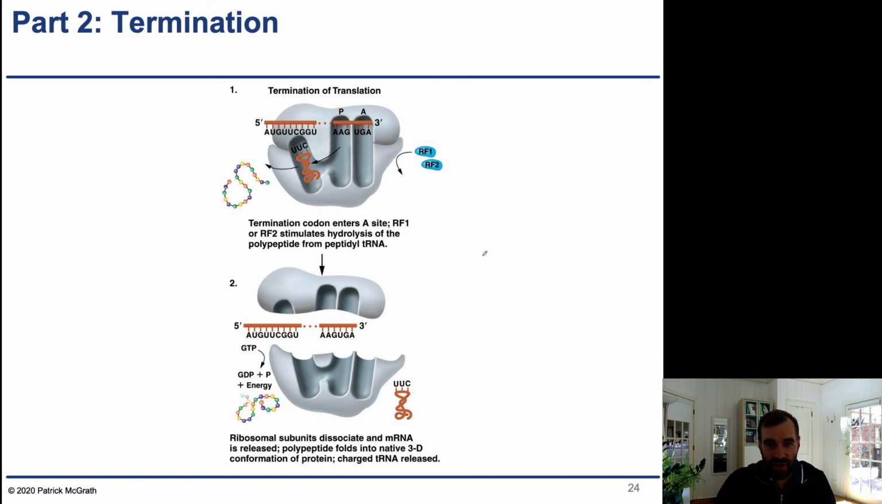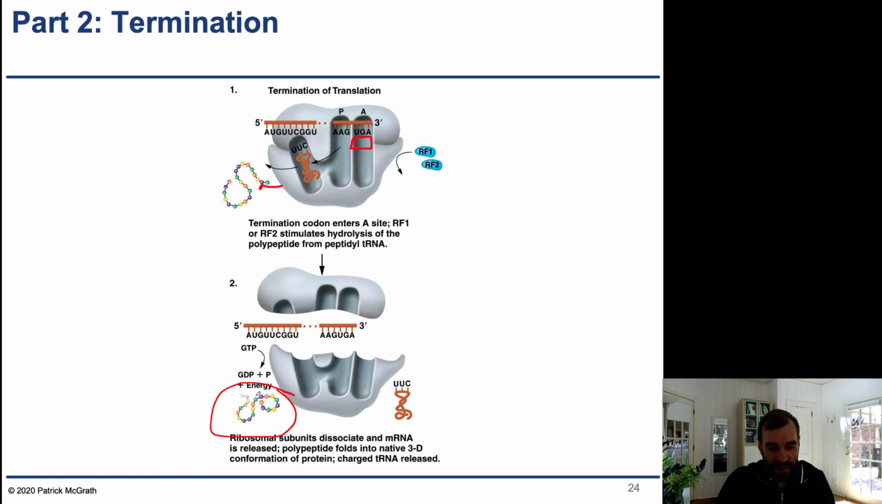So finally, we reach the termination phase. So the termination phase happens when you have a UGA within the mRNA sequence. And so at that point, the termination codon is in the active site because the mRNA has moved through. And so now there is no tRNA that recognizes this codon. And so this allows certain release factors to stimulate hydrolysis and then release of the polypeptide chain. So RF1 and RF2 are the 2 factors that are responsible for the termination of translation. And so now we have release of this long polypeptide chain.